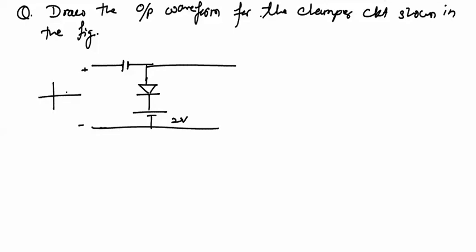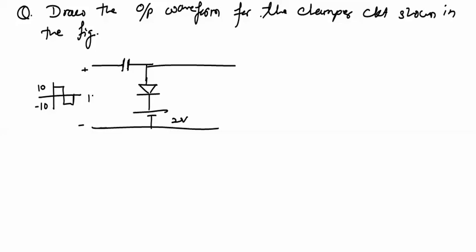For this circuit, the input waveform is given as a square wave with positive peak plus 10 volt and negative peak minus 10 volt. From the circuit we are able to decide whether it is a positive clamper or negative clamper. It is clearly seen that in this circuit the capacitor charges during the positive half cycle.